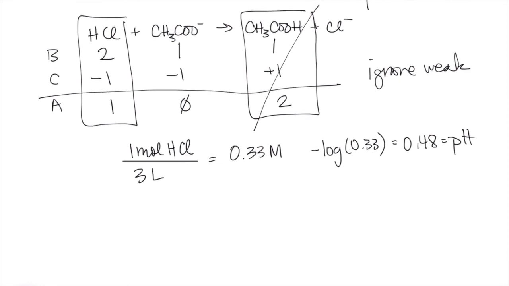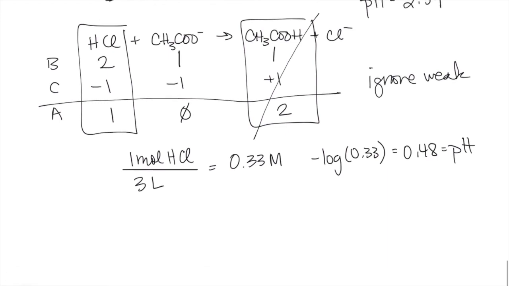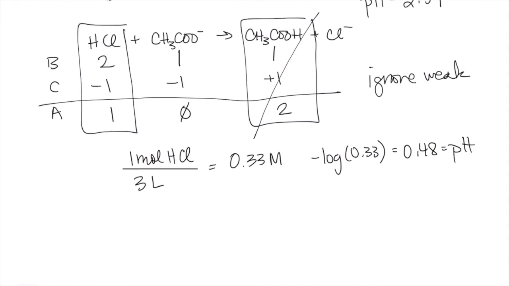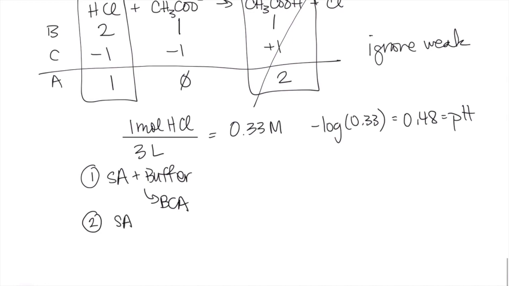Notice in each situation here, I did this 3 times. In each situation, what I was doing was doing my BCA table and then reevaluating. What do I have? In this case, I said first I was starting with my strong acid and a buffer. I did my BCA table. After my BCA table, I realized I had a mixture of a strong acid and a weak acid. And then I ignored the weak acid. And then I ended up just deciding this was a strong acid.